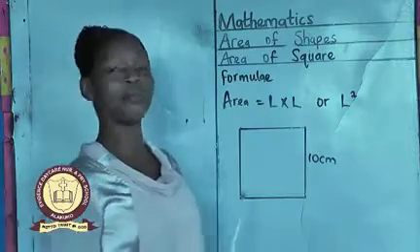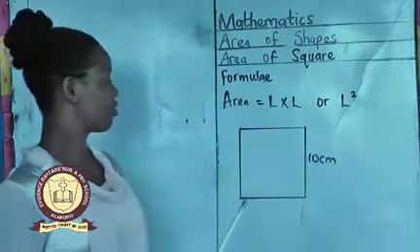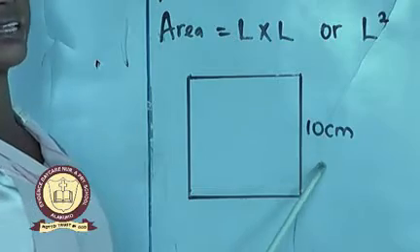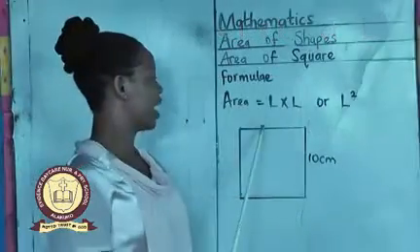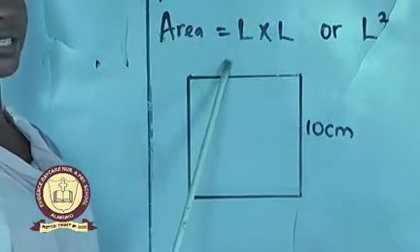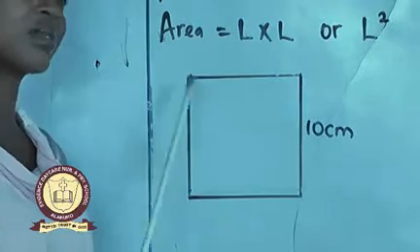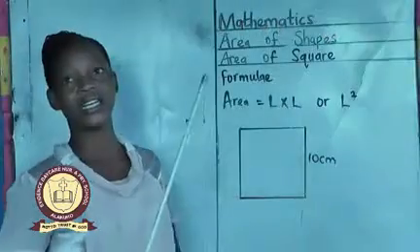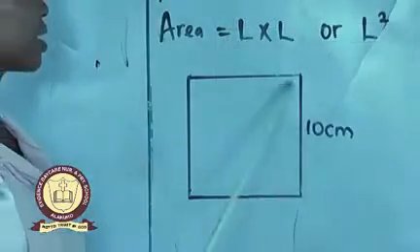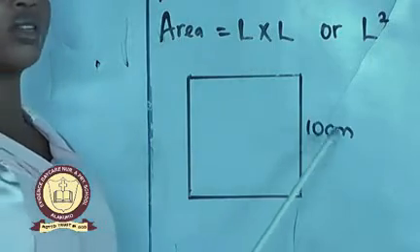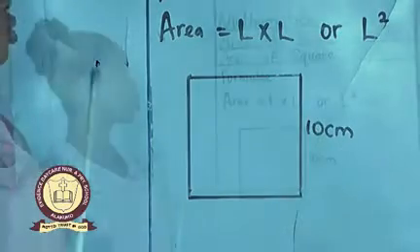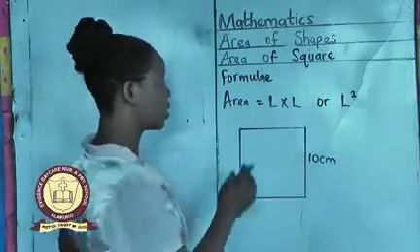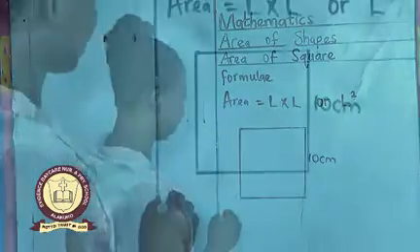Now let's look at this example. Take for example, we have this square and we have 10 centimeter here. Here we have 10 centimeter. Here too is 10 centimeter. It has the same length. This shape has the same length. That is why we have 10 centimeter here. So we are going to pick up the length, which is 10 centimeter. Let's find the area.